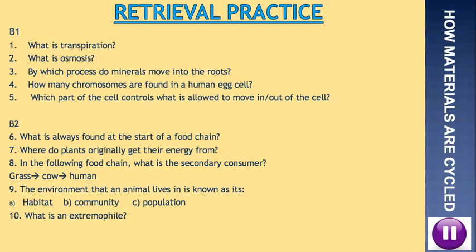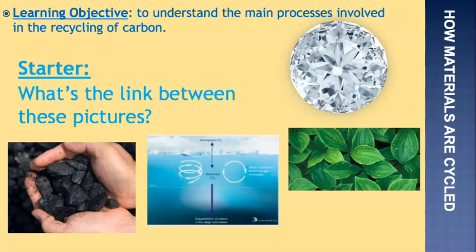Okay, so make sure you've made the corrections, make sure you've filled in any gaps. If you've missed any, just go back and listen to the answers again. Okay. Moving on then. So just to recap, the learning objective today is to understand the main processes involved in the recycling of carbon. So on this slide here, we've got diamond, we've got leaves, there's some coal there, which is a fossil fuel, and then we've also got the ocean with the atmosphere above the top of the ocean.